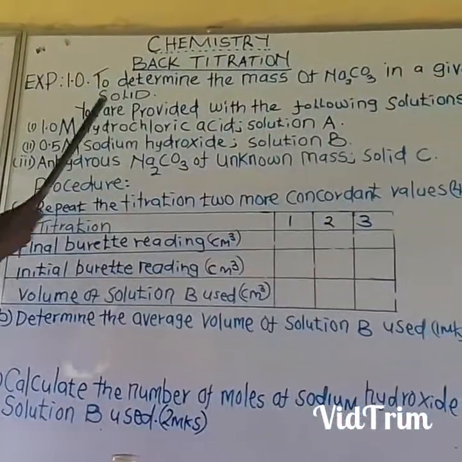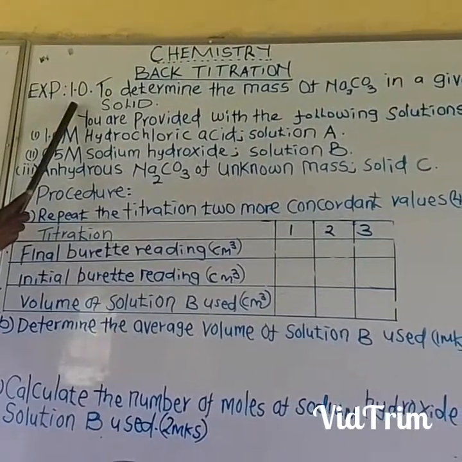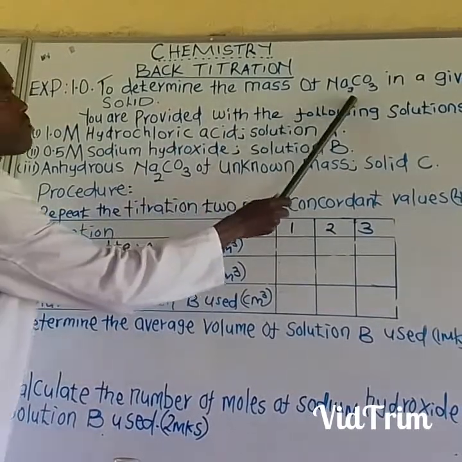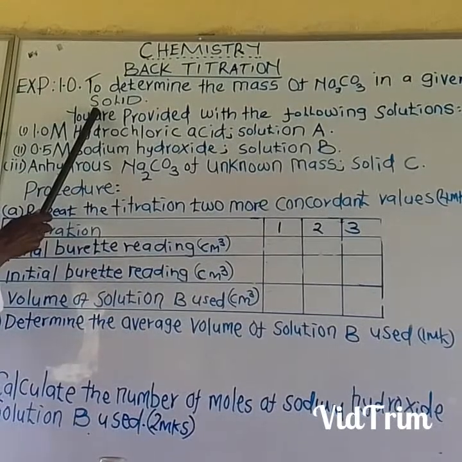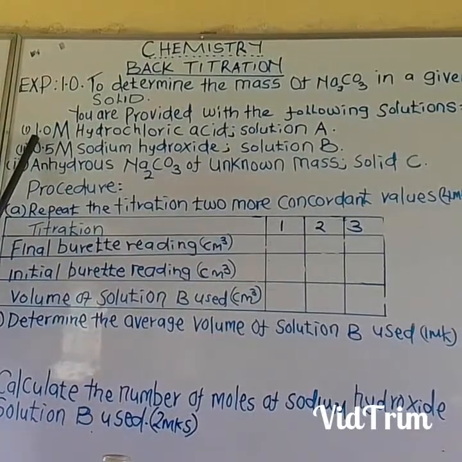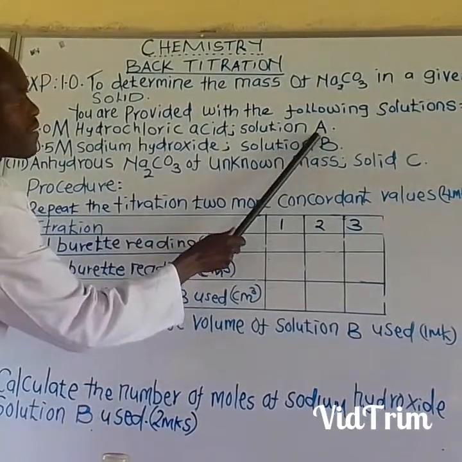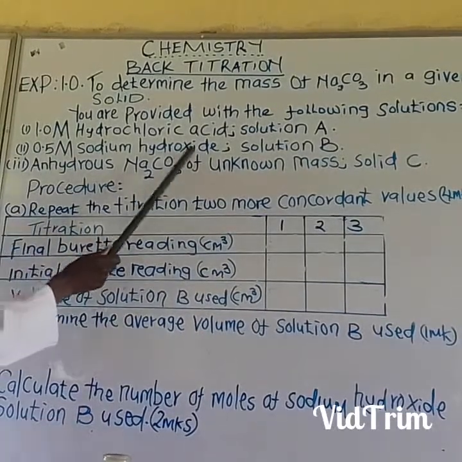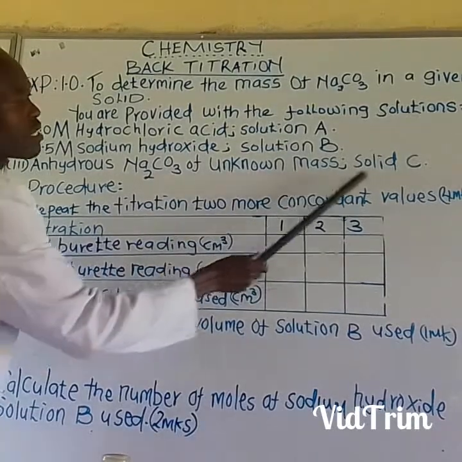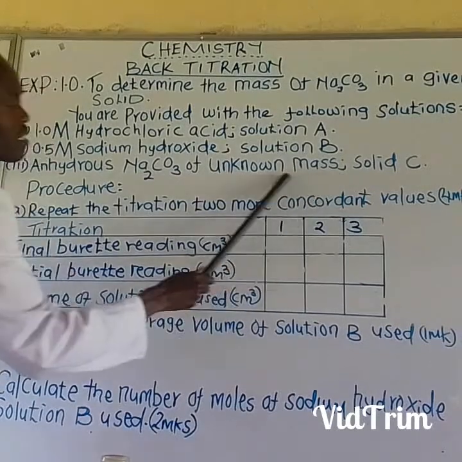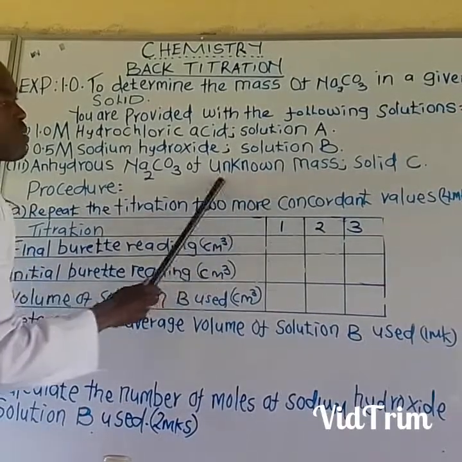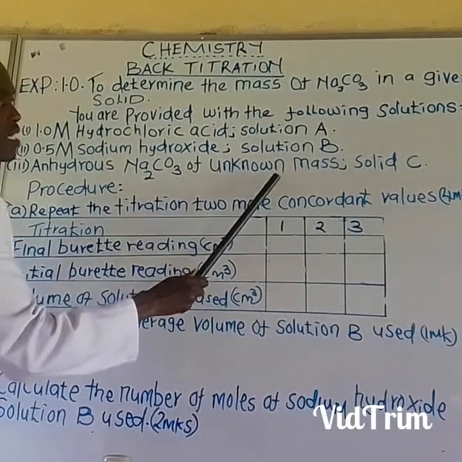On the board here I have written back titration, experiment 1.0, and the aim of this experiment is to determine the mass of sodium carbonate in a given solid. You are provided with the following solutions: 1 molar hydrochloric acid as solution A, then 0.5 molar sodium hydroxide as solution B, then anhydrous sodium carbonate of unknown mass, solid C. And remember, the aim of our experiment is to determine the mass of this sodium carbonate, solid C. So the mass is unknown. After titration, we shall calculate the mass of this sodium carbonate.